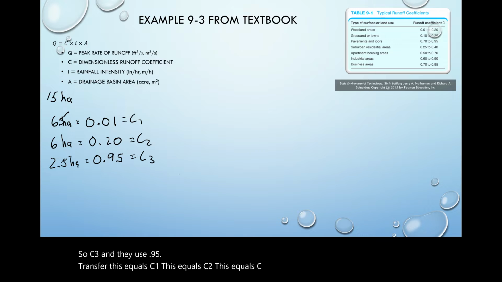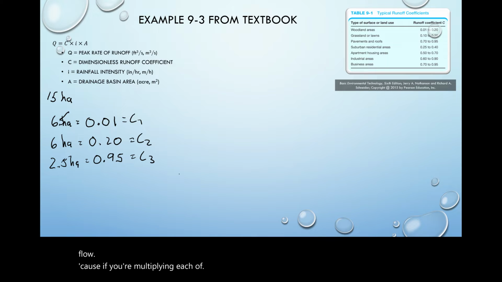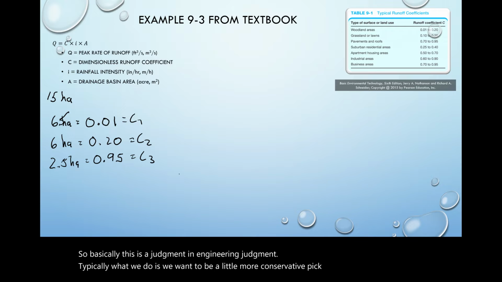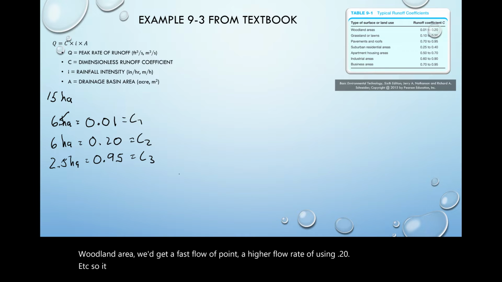Let's look at these values on table 9.1. When you calculate flow, Q equals C times I times A. So the higher the value of the C value, the higher the flow, because you're multiplying. So basically, this is an engineering judgment. Typically what we do is we want to be a little more conservative, pick the fastest flow. So that's kind of how these coefficients work.